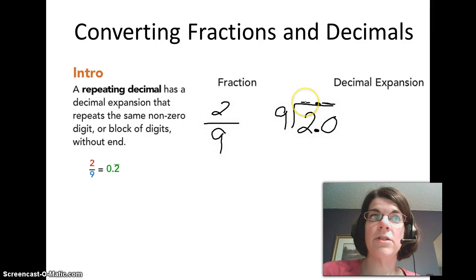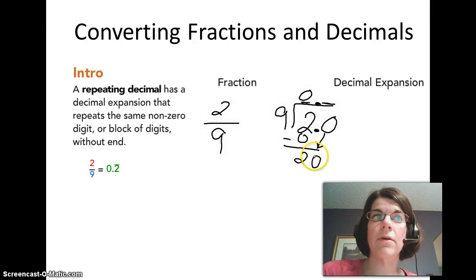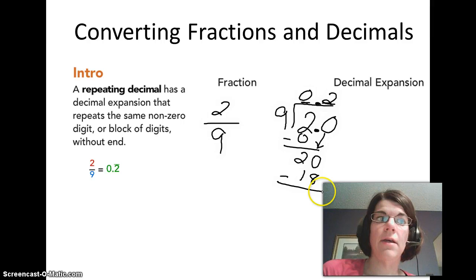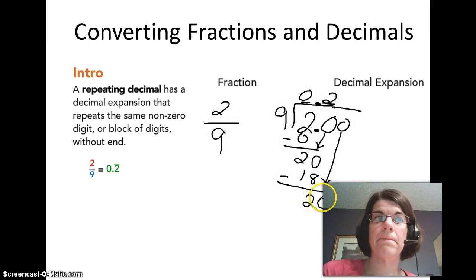And I'm going to put my little dashes up here. So we said 9 does not go into 2. We get 2 left over. You have to bring down your 0. 9 goes into 20 2 times, and I get 18, and I get 2 left over. So I have to continue my division. Bring down another 0, and it goes in 2 again, and I get 18.